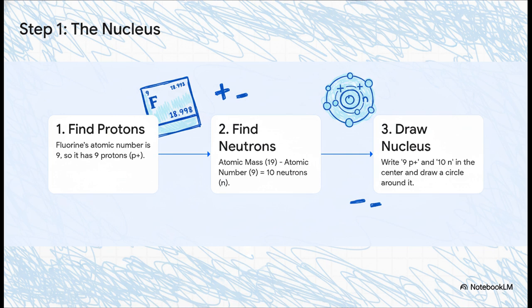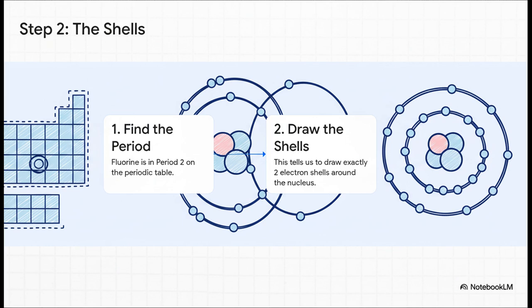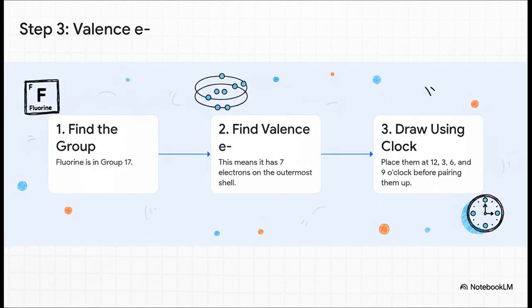Our nucleus is done. Step 2, the shells. Remember the shortcut? We just find fluorine's period. It's in period 2. So what does that mean? Yep, we draw exactly 2 rings around that nucleus we just made. Simple as that. Step 3, let's place those important valence electrons. Fluorine is in group 17. Remember the trick? We just look at the last digit. So it has 7 valence electrons.